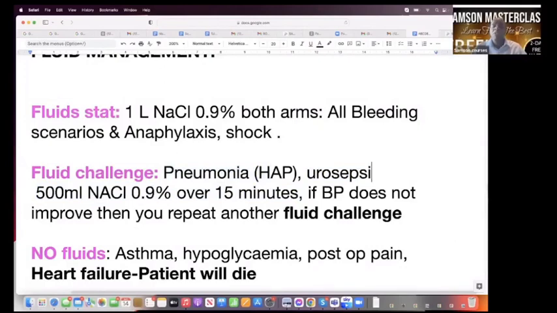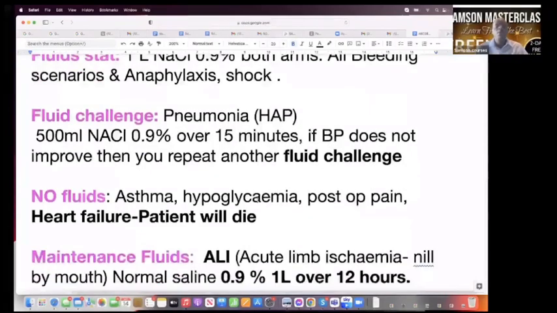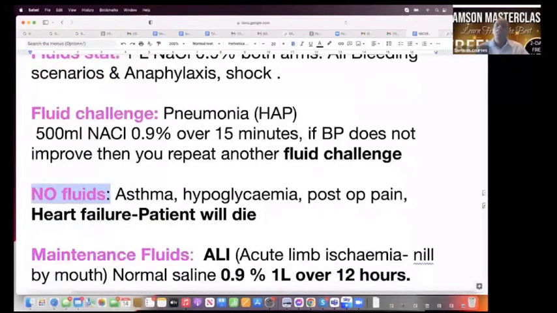The urosepsis depends on the situation, so I'll remove it from here, okay? But a hospital-acquired pneumonia can do a fluid challenge and another fluid challenge if it's not improving. What about asthma? Do we give fluids? There is no fluid situation. We only give fluids if the patient needs fluids. So if we're doing an asthma situation, we don't need to give fluids.